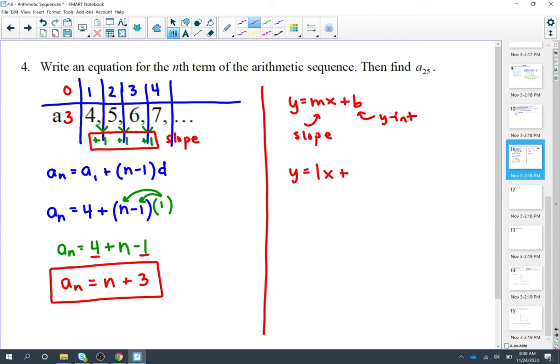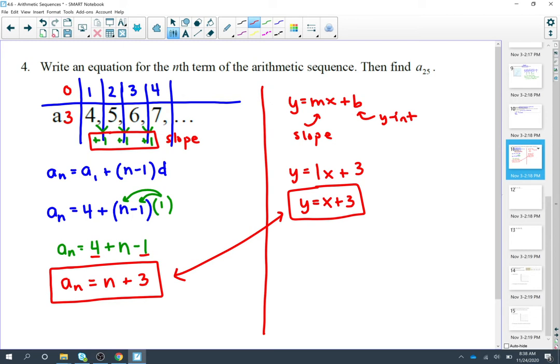So mx plus b, which you don't really need the 1, so y equals x plus 3. And look at this. It's the same thing, except one is using an x and a y, and the other is using an a sub n and an n. I personally do not mind which one you give me.